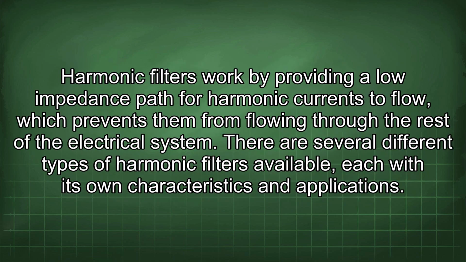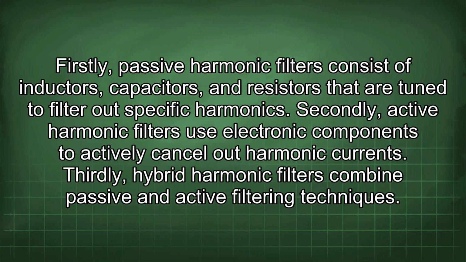Harmonic filters work by providing a low impedance path for harmonic currents to flow, which prevents them from flowing through the rest of the electrical system. There are several different types of harmonic filters available, each with its own characteristics and applications. Firstly, passive harmonic filters consist of inductors, capacitors, and resistors that are tuned to filter out specific harmonics. Secondly, active harmonic filters use electronic components to actively cancel out harmonic currents. Thirdly, hybrid harmonic filters combine passive and active filtering techniques.